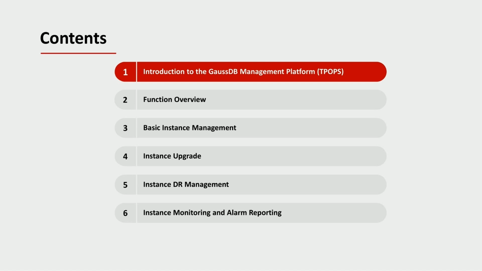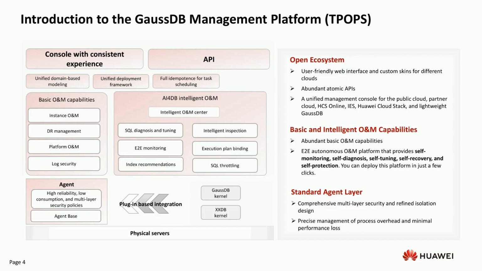First of all, let's take a look at platform introduction. As shown in the figure on the left, this is the architecture of the platform. The platform consists of 3 layers. First, it's the open ecosystem. It serves as a tool for GaussDB management and provides unified user experience on and off the cloud.